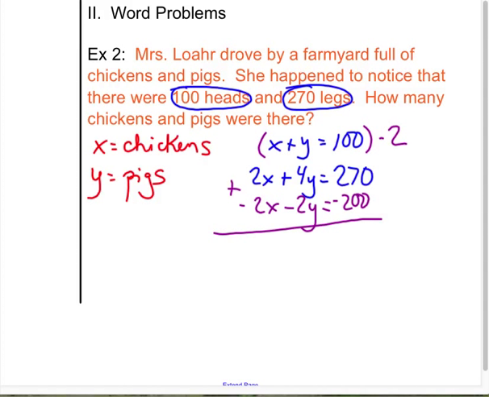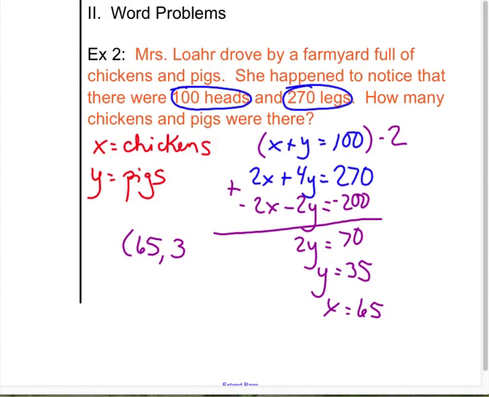Alright, so adding them together, my x's cancel. I get 2y equals 70. Dividing by 2, there were 35 pigs. So to figure out how many chickens there were, I'm going to take 100 and subtract 35 pigs, and that will leave me with 65. Subtracting the 35 pigs, that leaves me with 65 chickens.